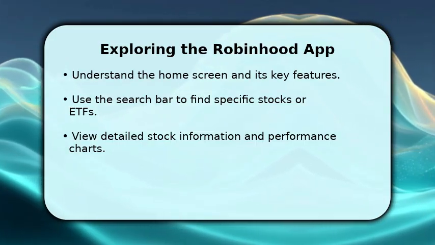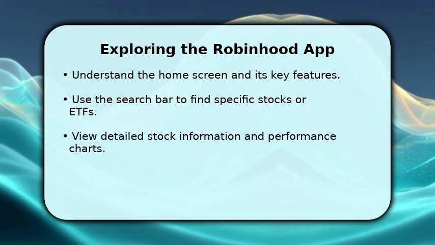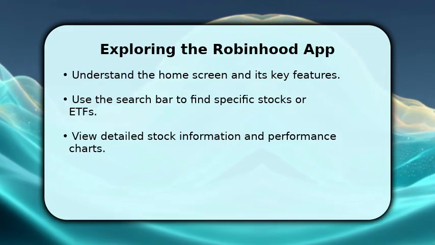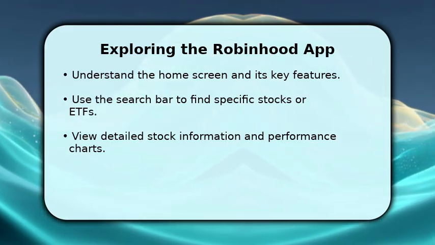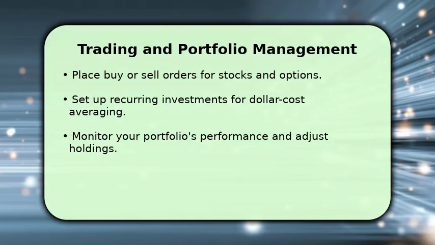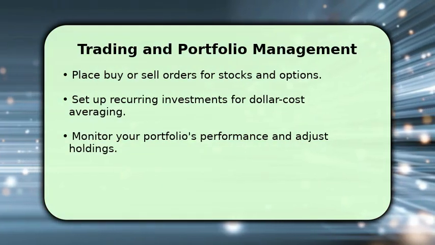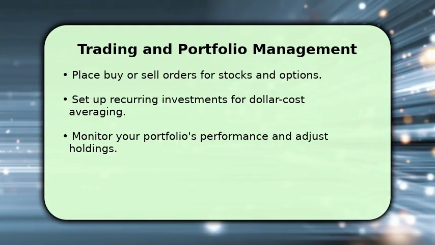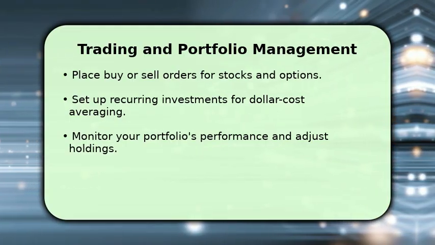Each asset has a dedicated page showing its current price, historical performance, and relevant news, helping you make informed decisions. Placing a trade on Robinhood is simple. Select the asset you wish to buy or sell, enter the amount, and confirm your order.